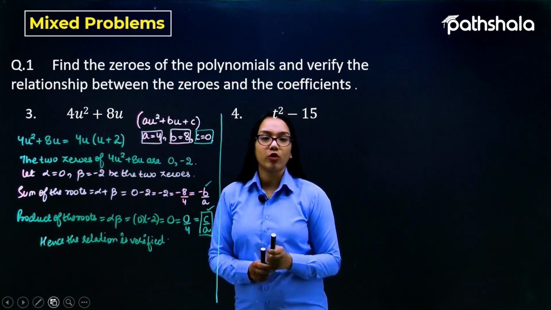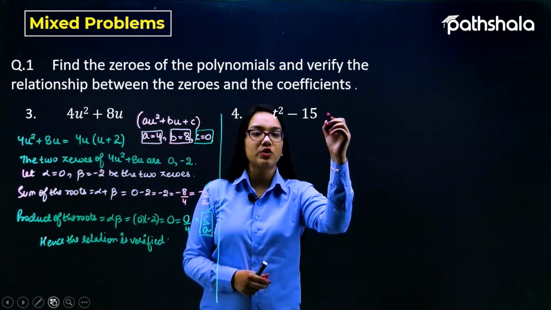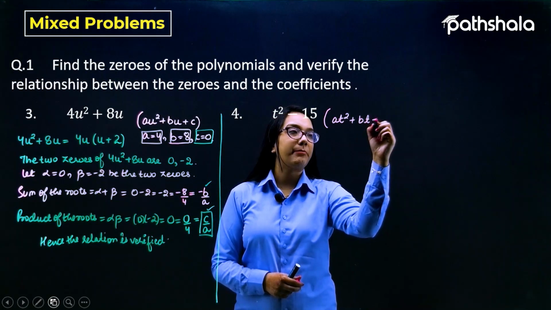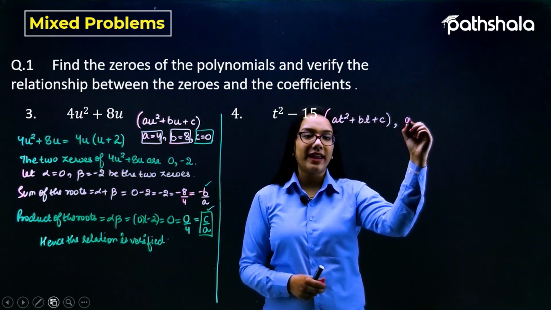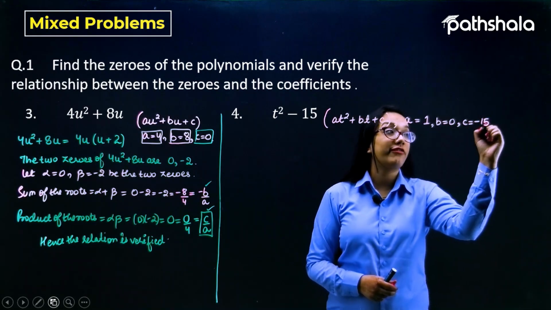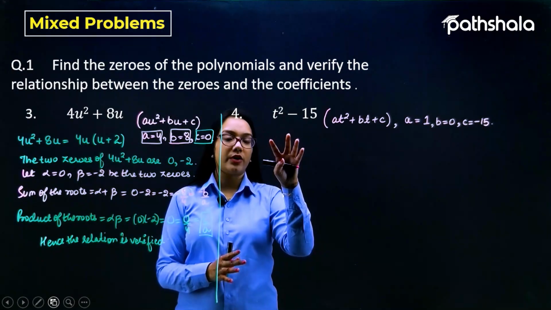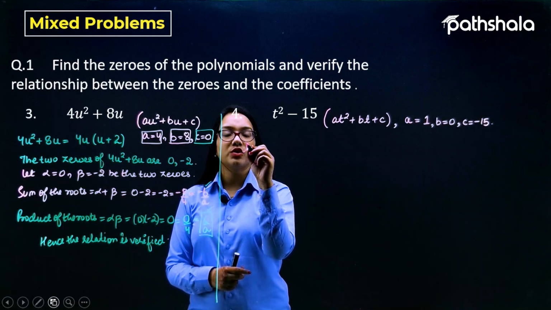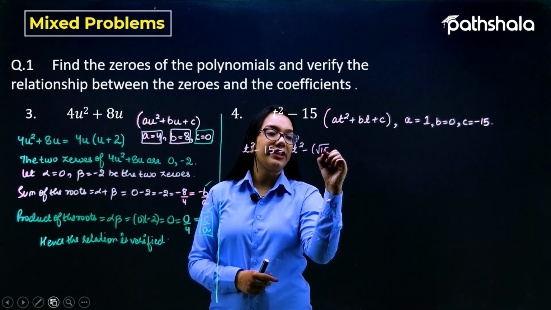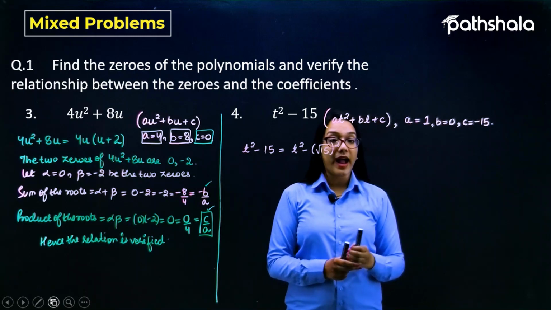Now let's talk about the fourth part. In the fourth part, we have the quadratic polynomial t square minus 15. So first of all, I am writing it as at square plus bt plus c. By comparison, a is 1, b is 0, and c is minus 15. Now let's find the zeros of this quadratic polynomial. So t square minus 15 can be expressed as t square minus root 15 whole square, because root 15 whole square is again 15.